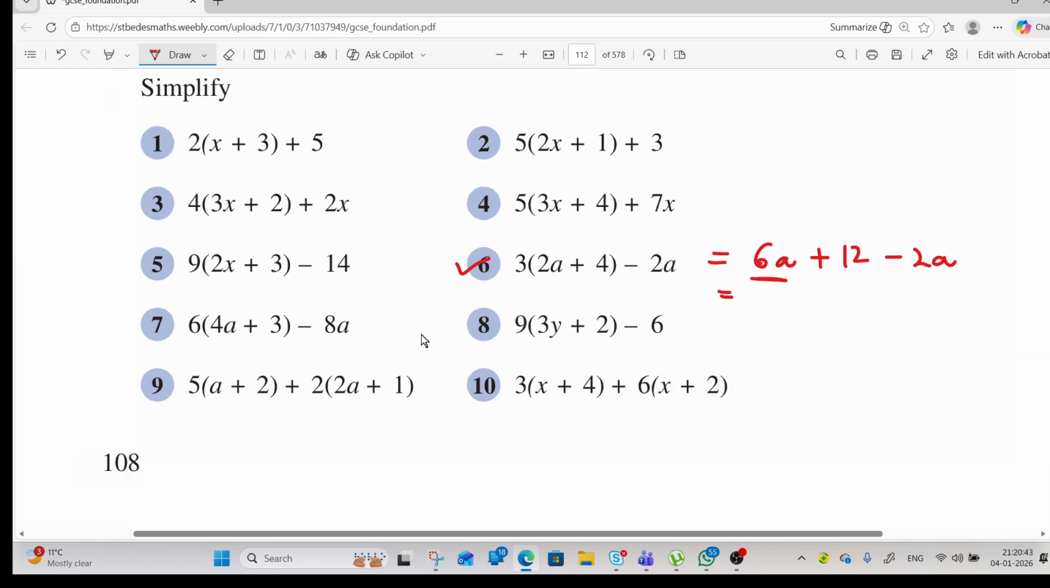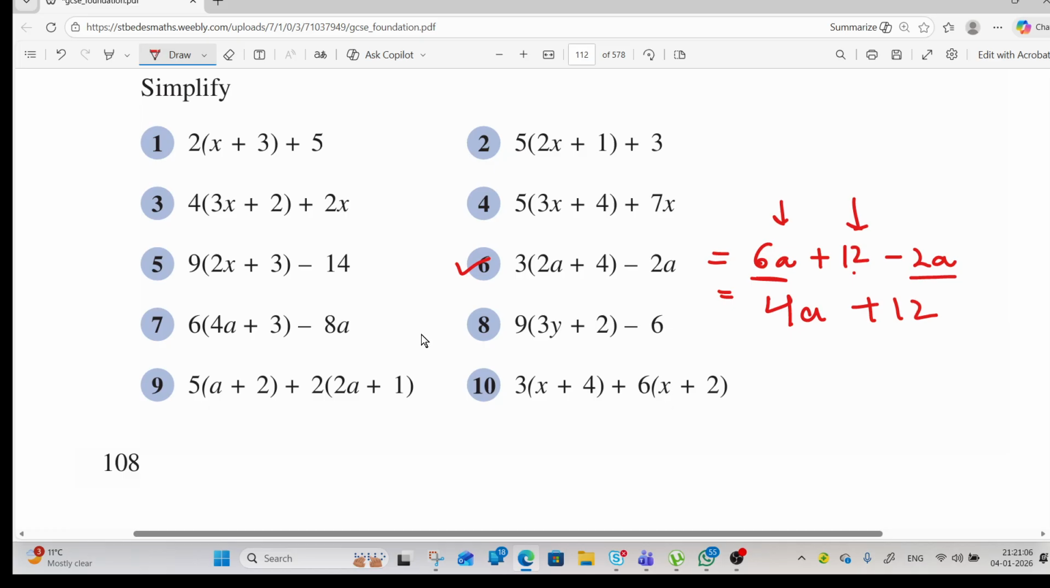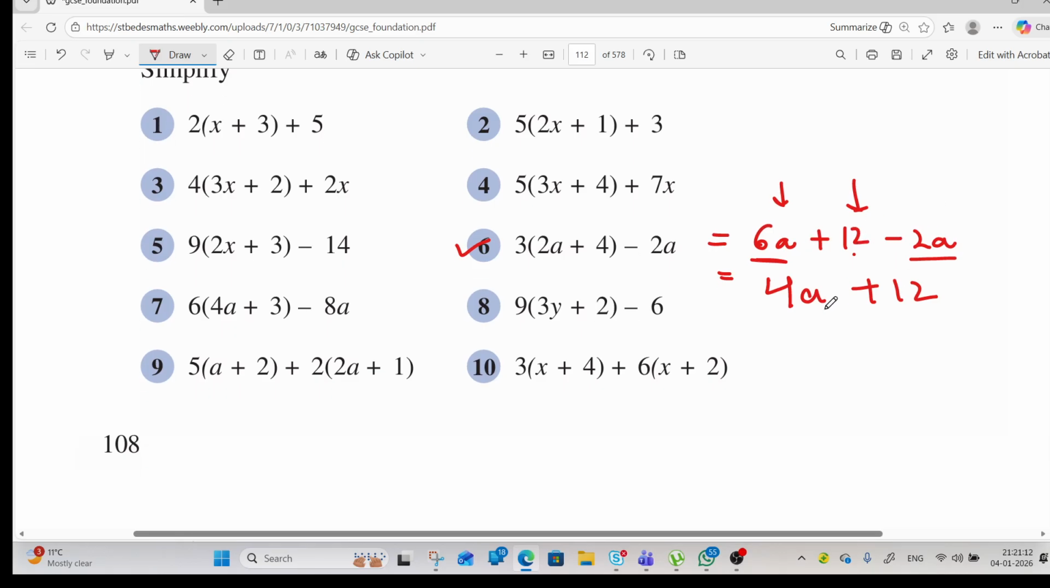18a minus... no, 2a is... no, 16a. We can't add these two. These two are unlike terms. There is no a with... oh, 12. Okay, 6a, we can just do it with negative 2a, which is 4a. So 4a plus 12 is your answer, right? Yes, because here we are adding. So for addition and subtraction, remember that concept of like terms.